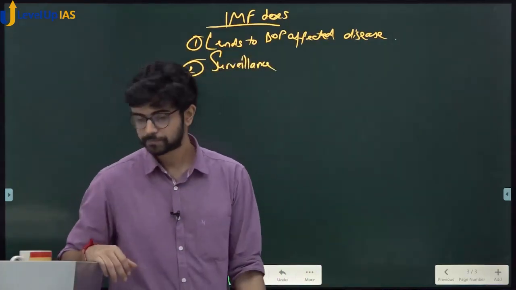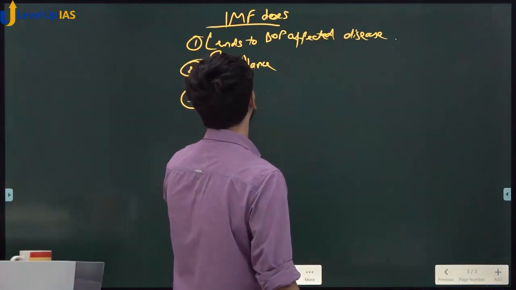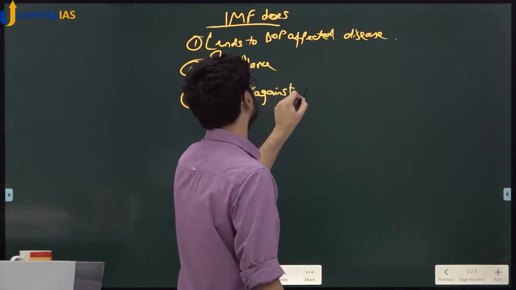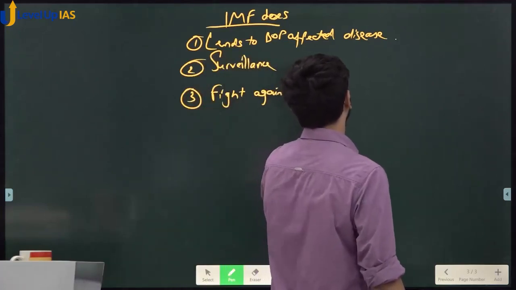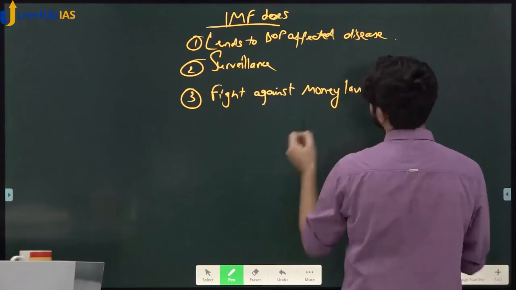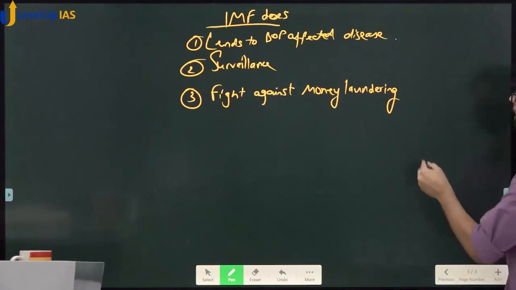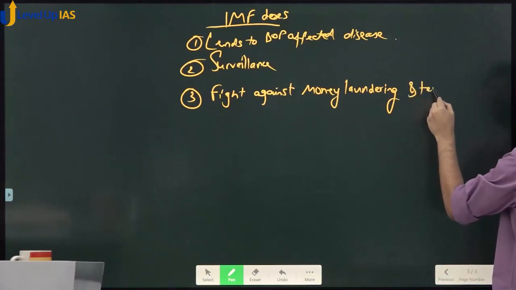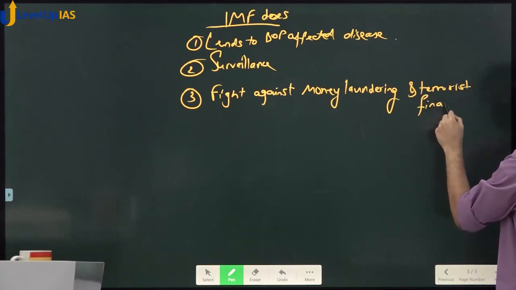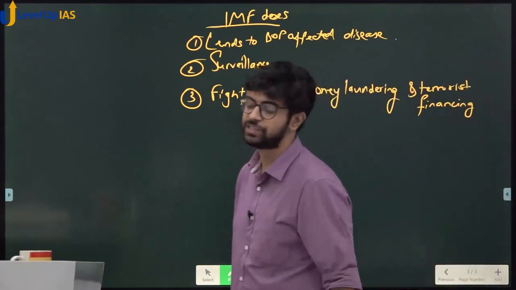And thirdly, very important, they will fight against money laundering and terrorist financing. These are the three objectives of the IMF. Okay, mains and prelims, both I am doing simultaneously. So in mains you have to write this, in prelims you have to write yes or no.